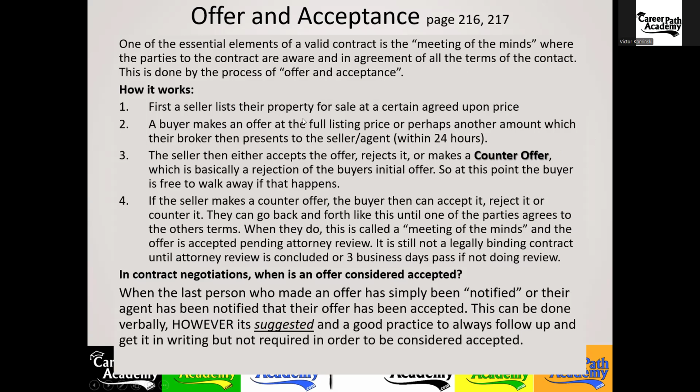So first, the seller lists their property for sale at a certain agreed upon price. Then a buyer makes an offer at the full listing price or perhaps another amount, which the broker then presents to the seller's agent, the seller and their agent, or just the seller's agent, within 24 hours. Then the seller either accepts the offer as it is, they could reject it, or they could make a counter offer, which essentially is a rejection of the offer, but the seller's countering it with another offer. So at this point, the buyer's free to walk away if that happens.